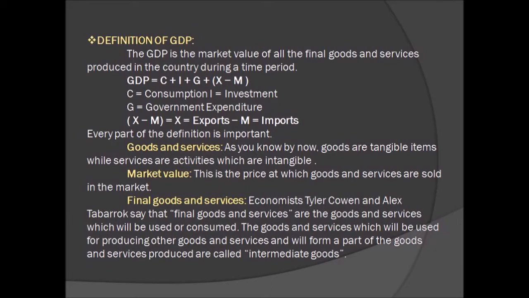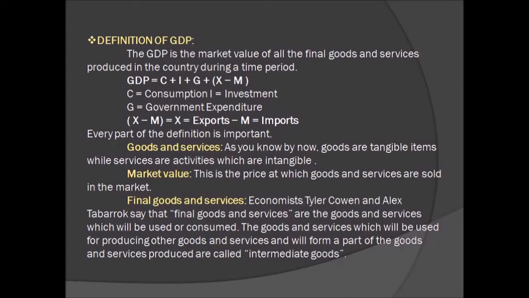For example, the tea is said to be the final product which is directly consumed by the user or the customer, and the materials used for preparing tea, powder, sugar, milk, all these are said to be intermediate goods, because these intermediate goods are used to prepare other final goods or intermediate goods.